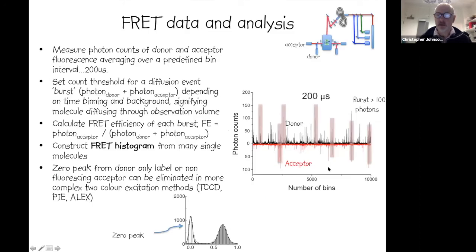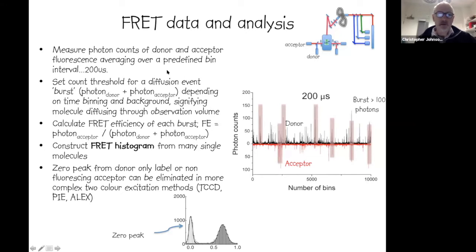So here on the right is an example of what data would look like. If you remember, you have a donor and an acceptor APD in the configuration of the system, and they're collecting wavelengths appropriate for those two fluorophores. So we measure the photon counts of the donor and the acceptor, and we average those fluorescence counts over some predefined bin interval. In this case, this is 200 microseconds.